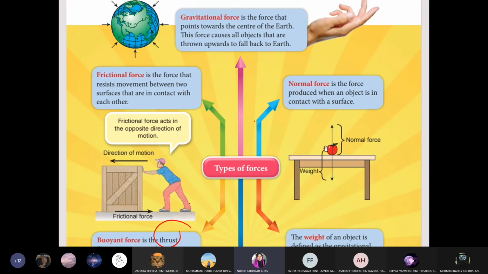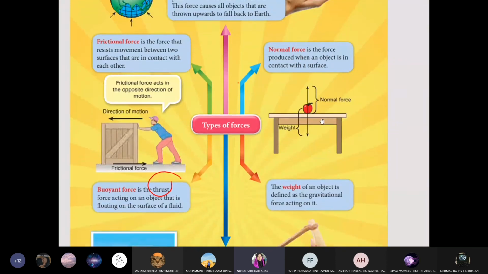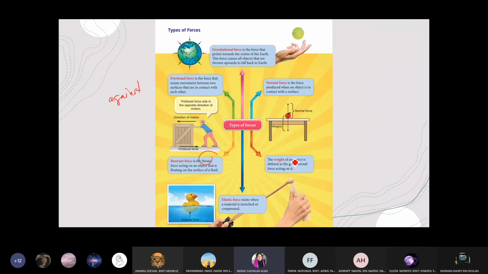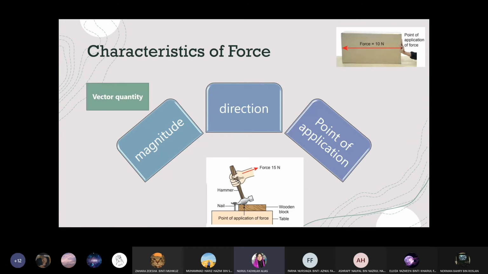Okay, so how many forces do we have now? You need to know each of them, and you need to be able to give examples of each of them. Ada soalan? Tak ada. Okay, next we learn about characteristics of force. Now you need to know that force is a vector quantity.